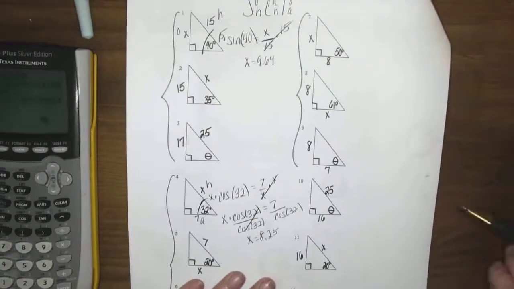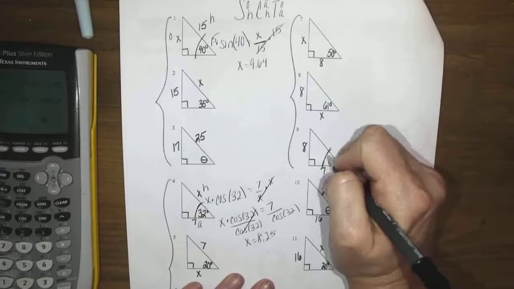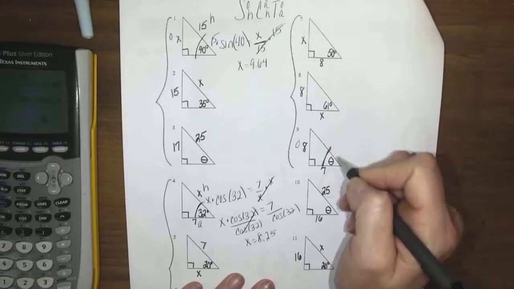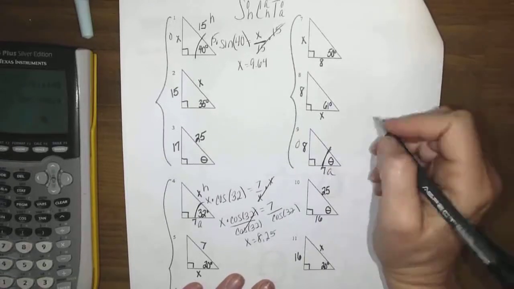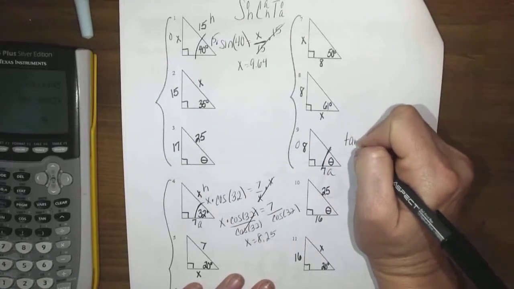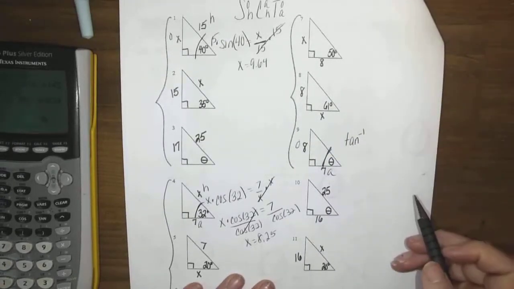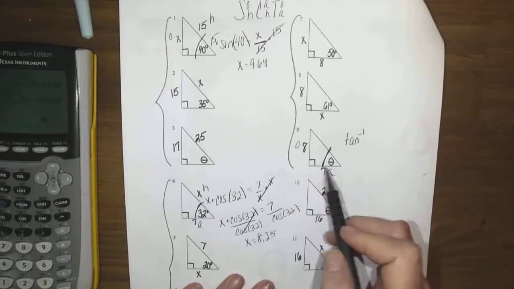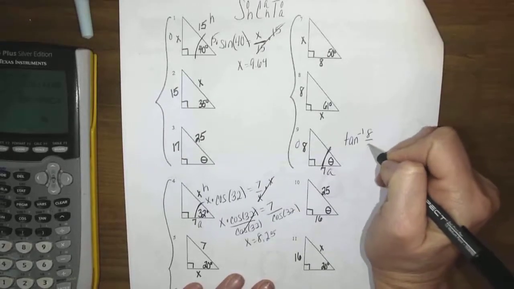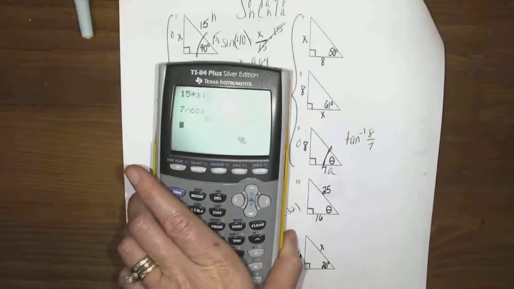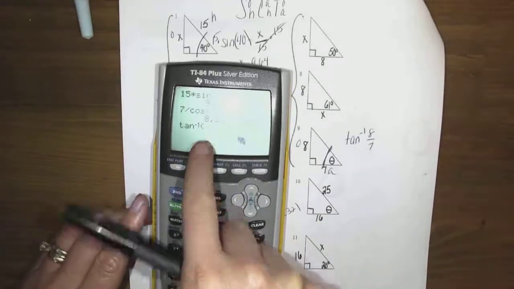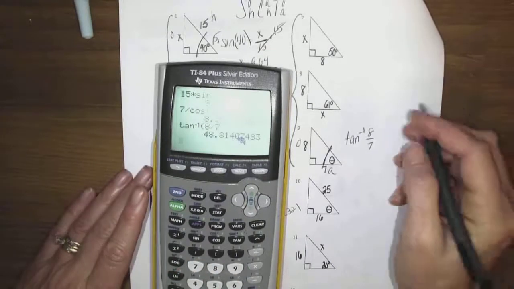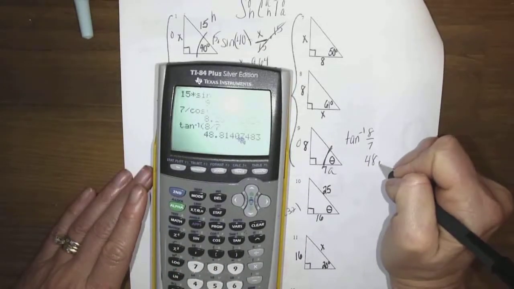Next one I want to do is number 9. Here's my angle. 8 is my opposite, 7 is my adjacent, so this is a tangent problem. But this time I'm solving for an angle, so I use inverse. And since my fraction here is O and A, I use tangent inverse. You can just type that straight in. Second tan, make sure that -1 pops up, 8 over 7. This angle is 48.81 degrees.